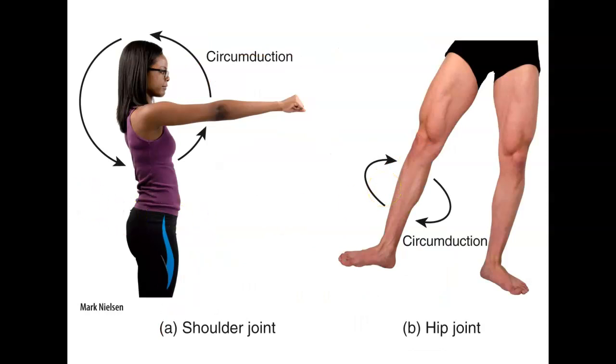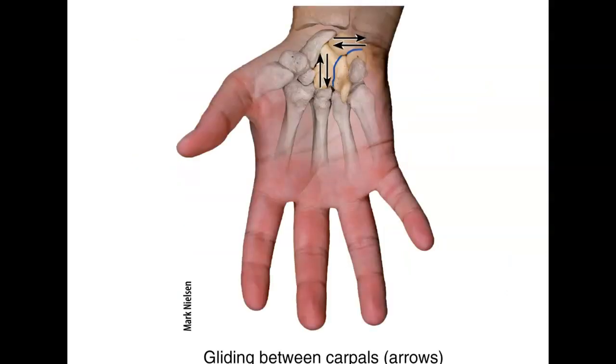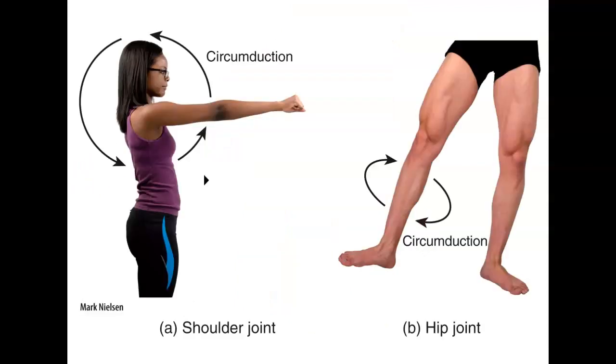Taking your shoulder and rotating it in a 360 degree motion is called circumduction. You can have circumduction at your shoulder joint. You can also have circumduction at the hip joint, where you can rotate your leg in a 360 degree direction.